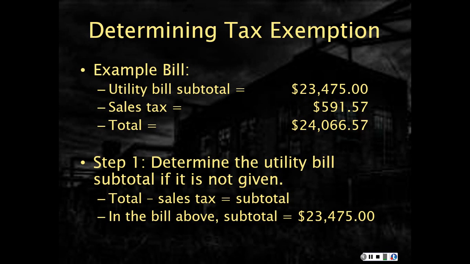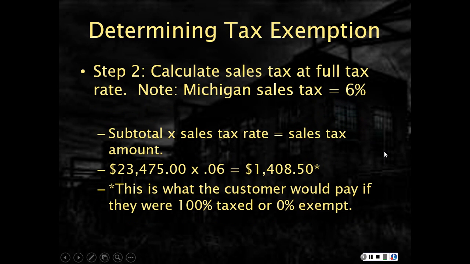So to review an example, I have a utility bill subtotal of $23,475, a sales tax of $591.57 for a total of $2,466.57. The first thing we need to do is determine the utility bill subtotal if one was not given. If the utility company doesn't provide a subtotal, you can simply take the total and subtract the sales tax out. So work backwards to get a subtotal. That's step 1.